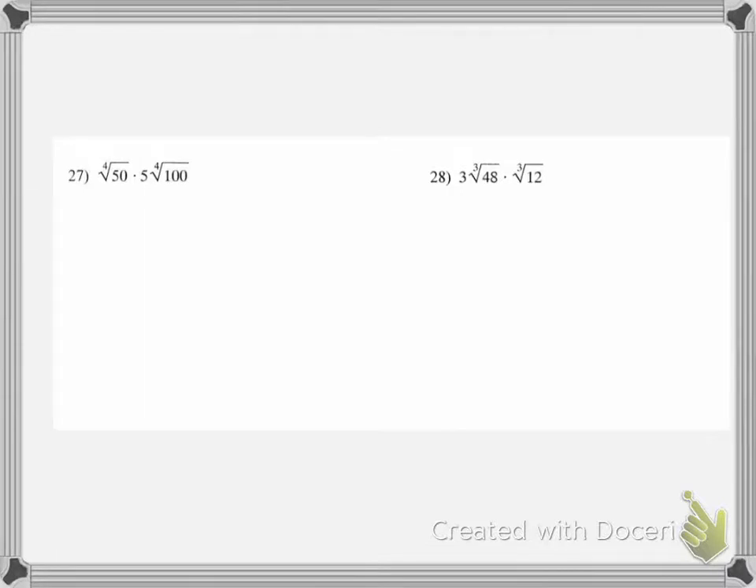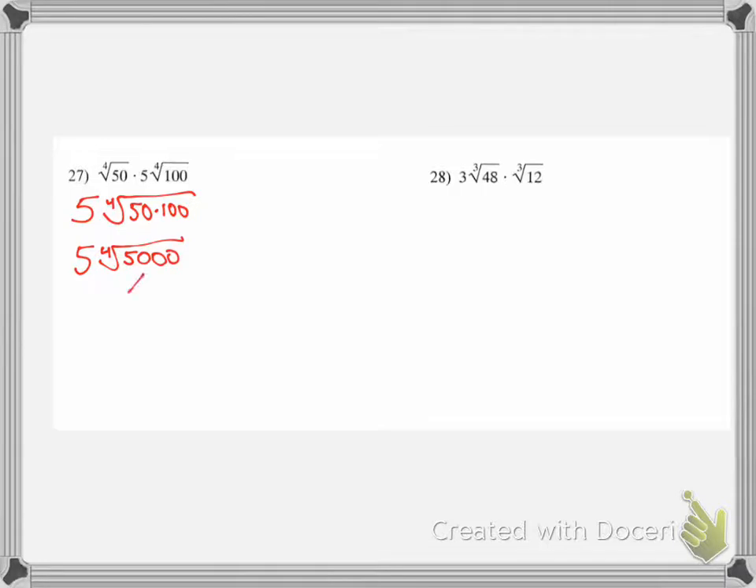So what we're going to do here is I'm going to rearrange this problem a little bit. So I got the 5 out front. I'm going to take those fourth roots and combine them together, 50 times 100. Because when you have the same root, you can just combine whatever's underneath them together, whatever the operation is. So I'm going to rewrite this as 5 times the fourth root of 50 times 100, which is 5,000.